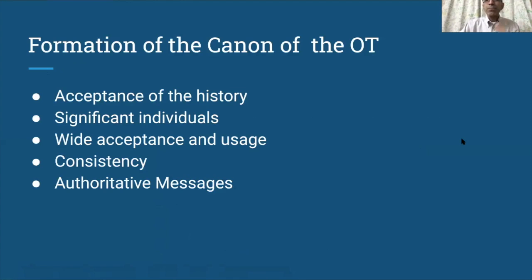All right. Formation of the canon of the Old Testament. When we say that, what is the canon? Well, the word itself, canon, would mean a rod or a measure. Today we might have a scale, or we might have a tape measure we could pull out to measure things.